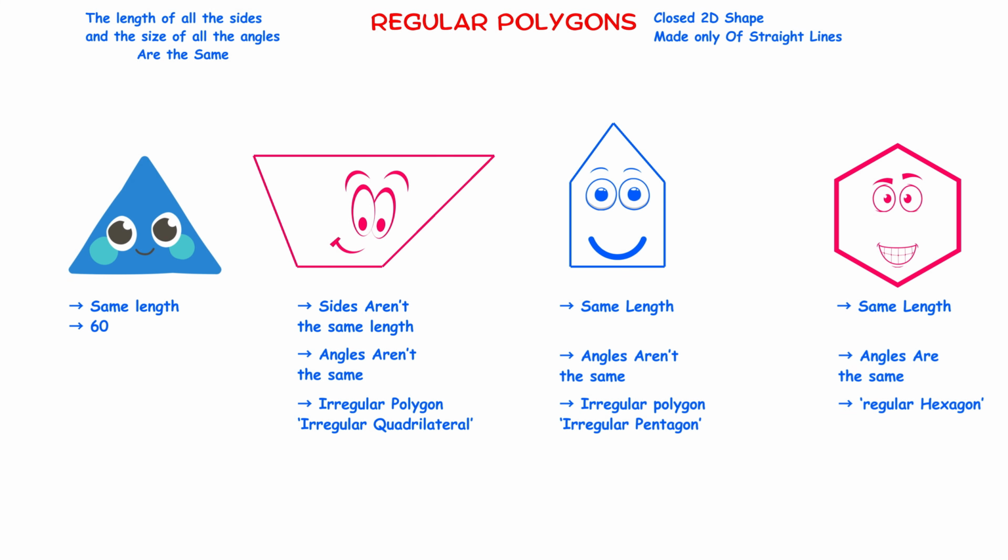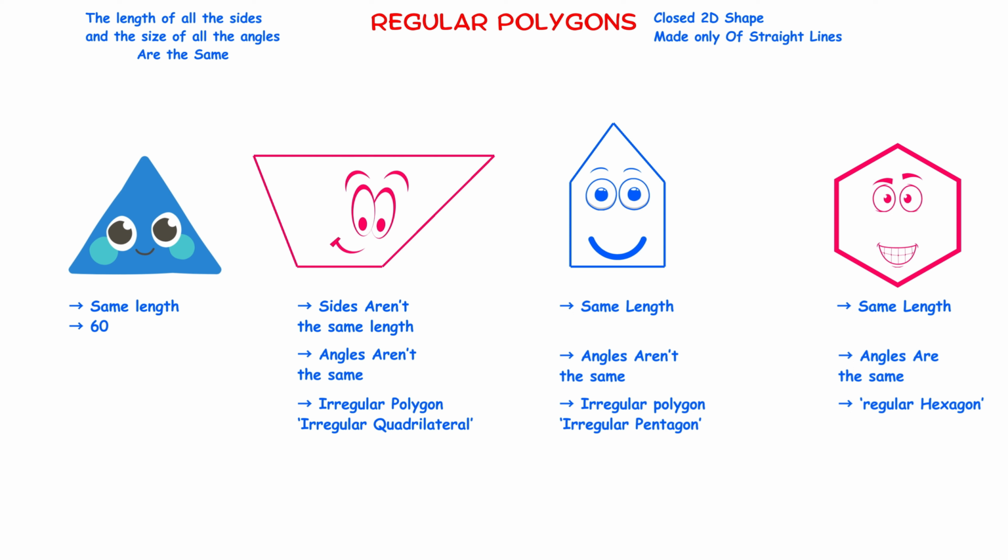Now, let us move on to the second part of the name, which is the word regular. In geometry, regular means that all the sides of the shape are exactly the same length and that all the interior angles are equal in size. For instance, an equilateral triangle would be classified as a regular polygon because all three sides are equal in length and all three angles measure 60 degrees.